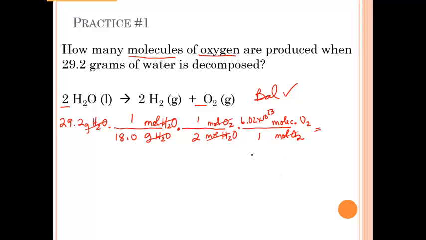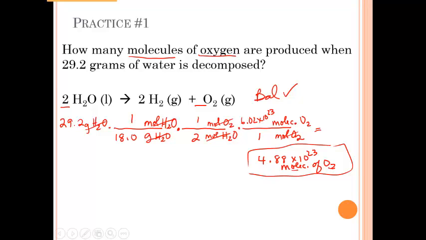If we take 29.2, we want to divide it by 18, divide it by 2, and then multiply by 6.02 times 10 to the 23rd, and we're only allowed 3 significant digits. So after some rounding we're going to have 4.88 times 10 to the 23rd, and that is molecules of oxygen. So make sure that you're giving me not only the unit but also the substance that we're using.